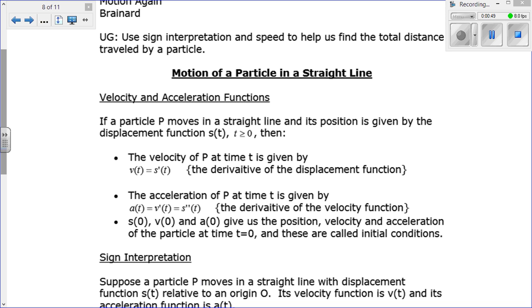The acceleration of P at time t is given by a of t equals v prime of t, or s double prime of t. So it's the derivative of the velocity function. So s of 0, v of 0, and a of 0 give us the position, the velocity, and the acceleration of the particle at time t equals 0. And these are all called initial conditions.